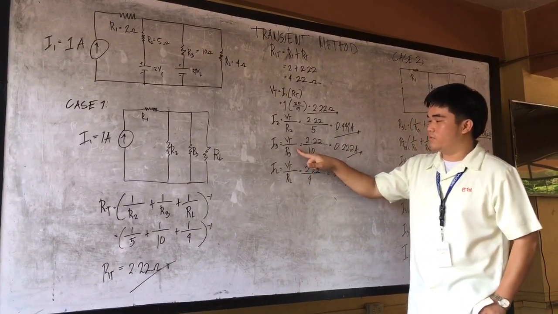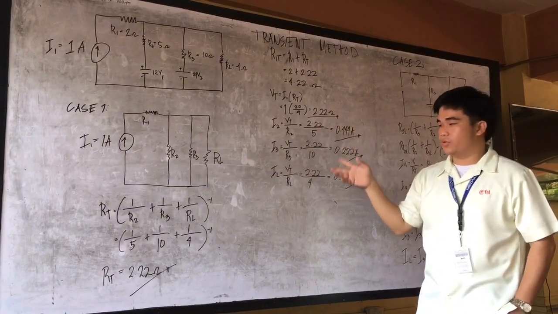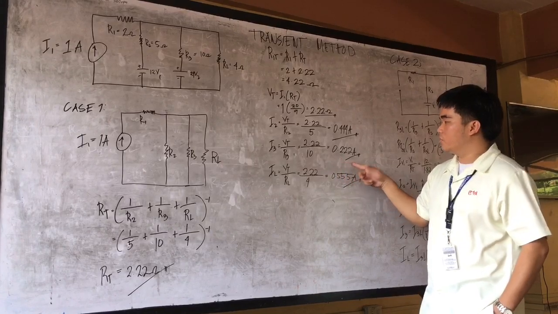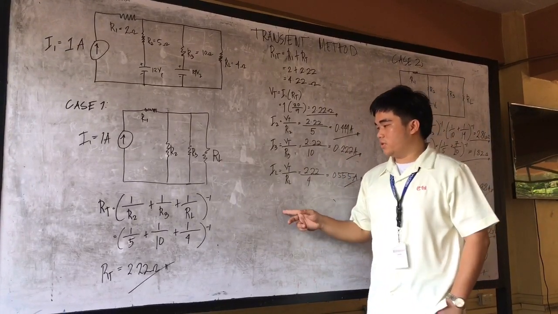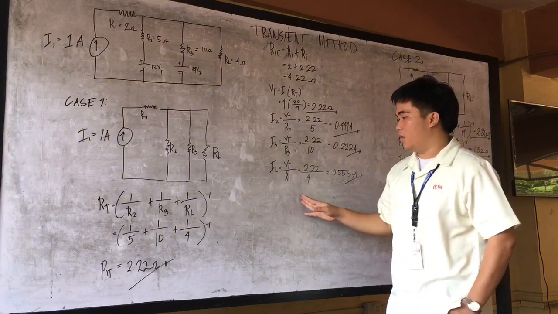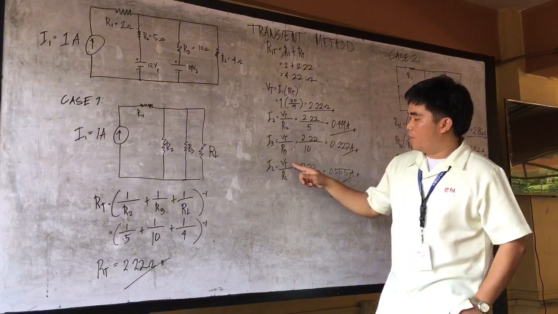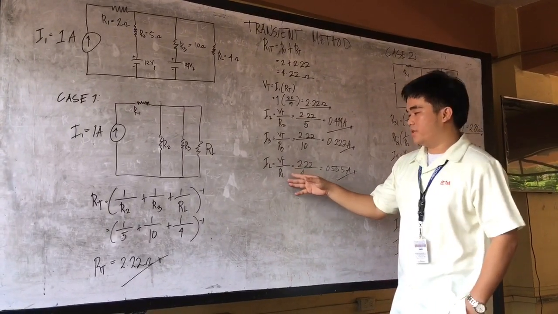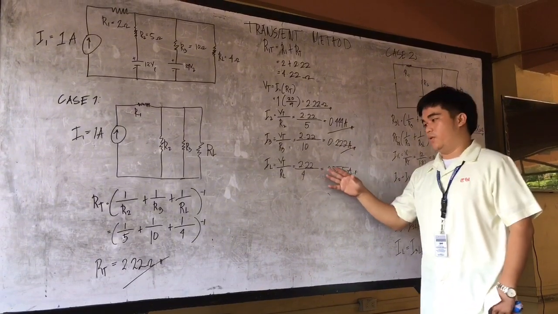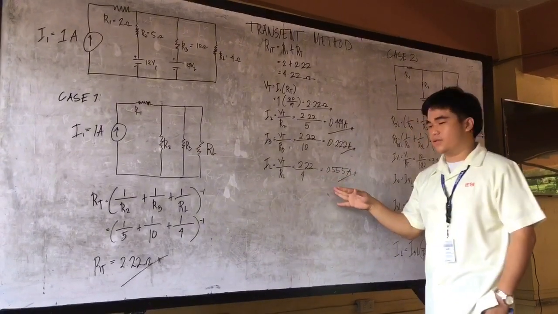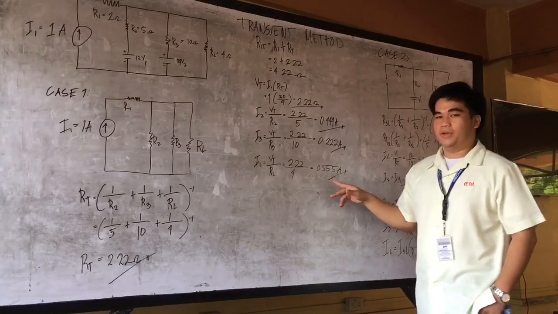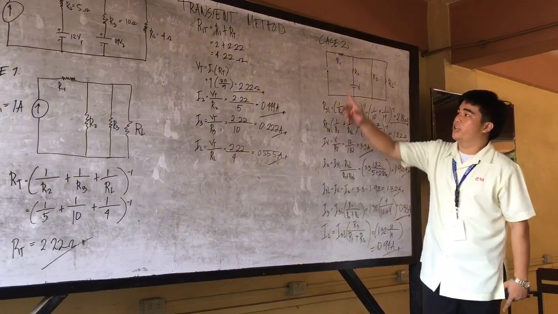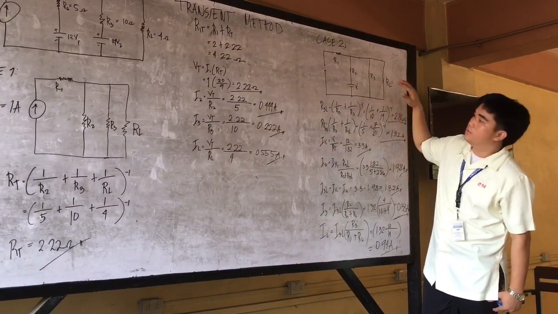So next we have the I3. Our formula is total voltage over R3. Then substituting the given, 2.22 over 10, our answer is 0.222 amperes. So next is we have to calculate the load current. Our formula is the same, total voltage over the load resistance. Substituting the given, we have 2.22 over 4, then our answer is 0.555 amperes.